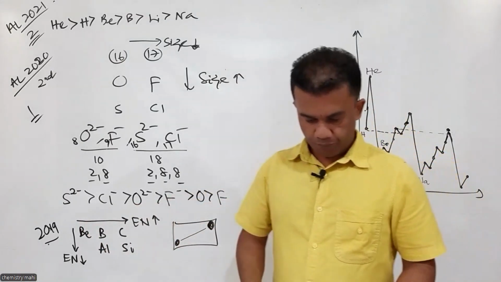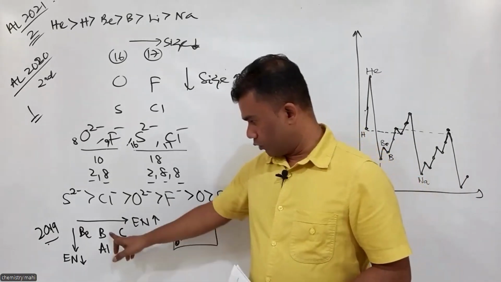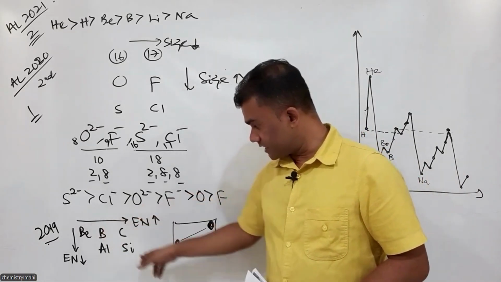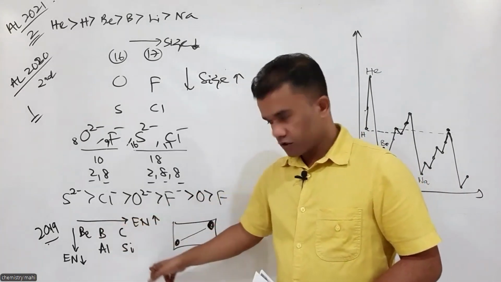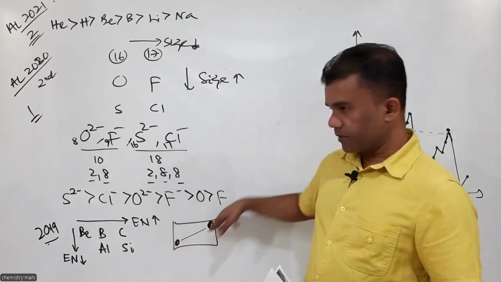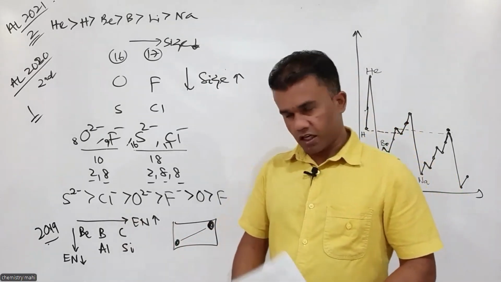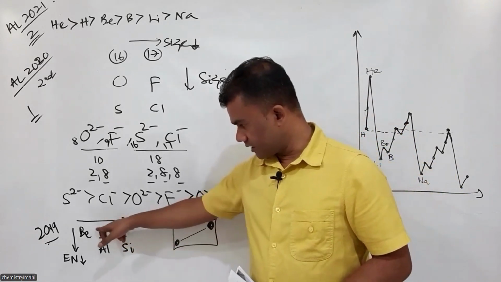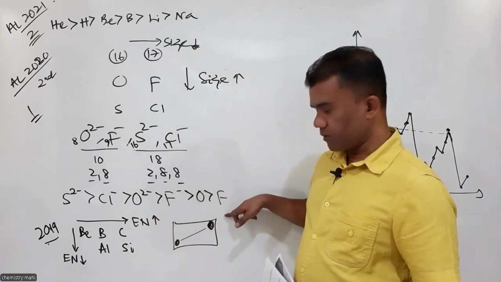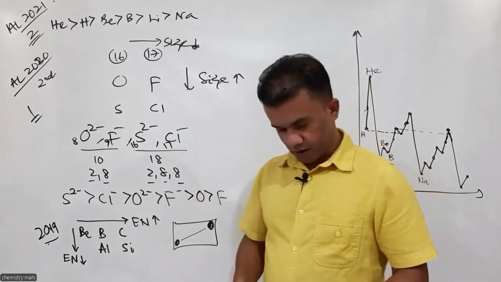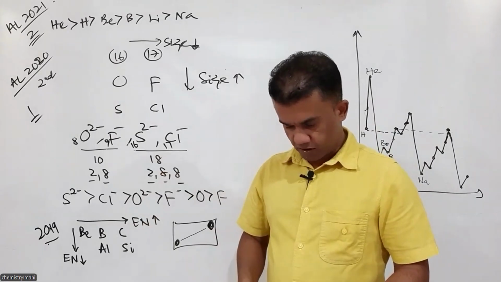Can't be. Boron silicon, then again this way. It can't be. It should be this way. Boron carbon here, it's just this way, not this way. Just same group, same period and different groups.